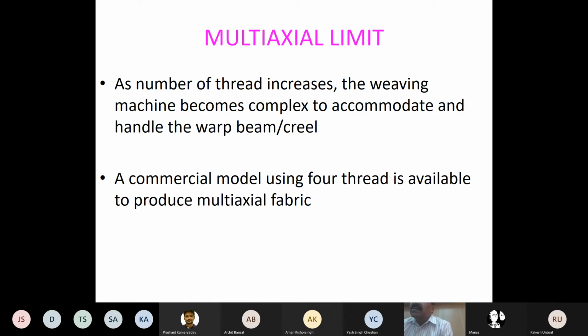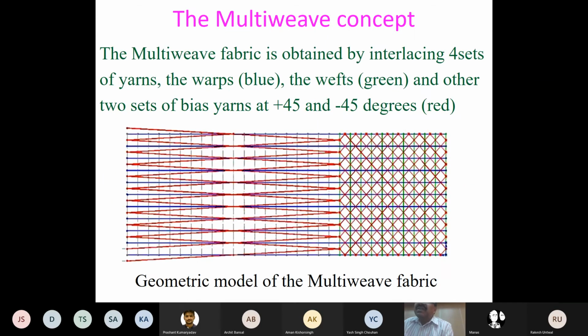So far, commercially, we have a 4-axial machine in which we can use 3 warp, 1 weft, which I will discuss with you. So a commercial model using 4 threads, that is 3 warp, 1 weft, is available in the market. Technology is established, and I will discuss this technology with you.